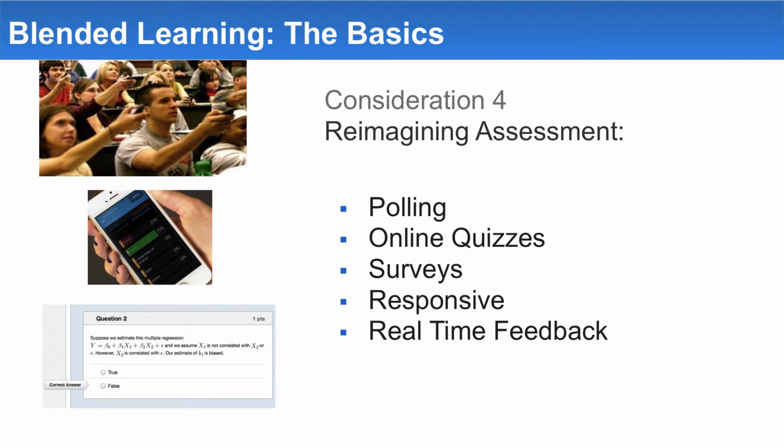Consideration number 4, assessment. We should think about new ways to assess our students. Polling, online quizzes, surveys. We have myriad ways to deliver responsive, real-time feedback. Technology has enabled us to rethink who, when, where, and why we assess our students.